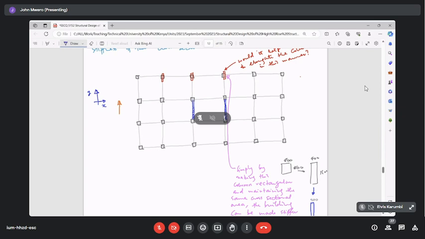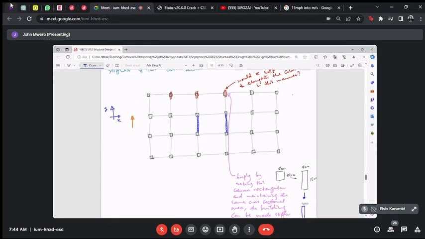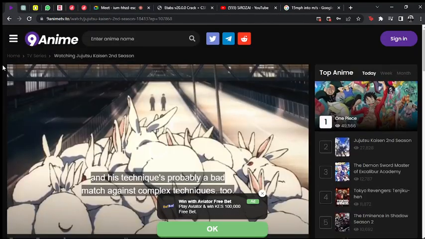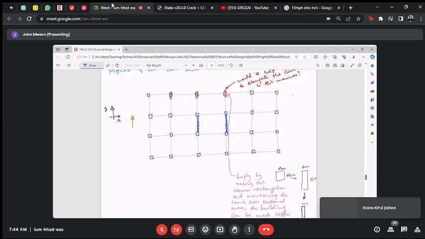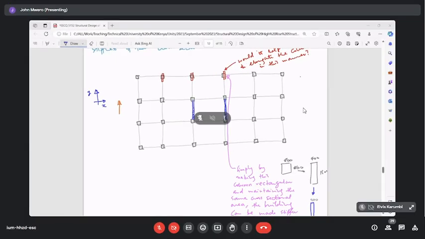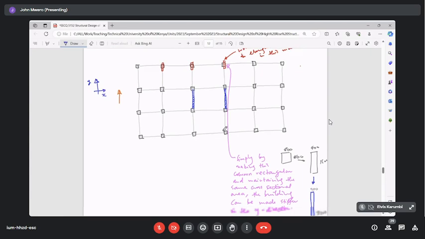Now, it is known that generally when you provide shear walls in a building, those walls have a tendency to carry almost 100% of the lateral load in a building. I will write that as a note.